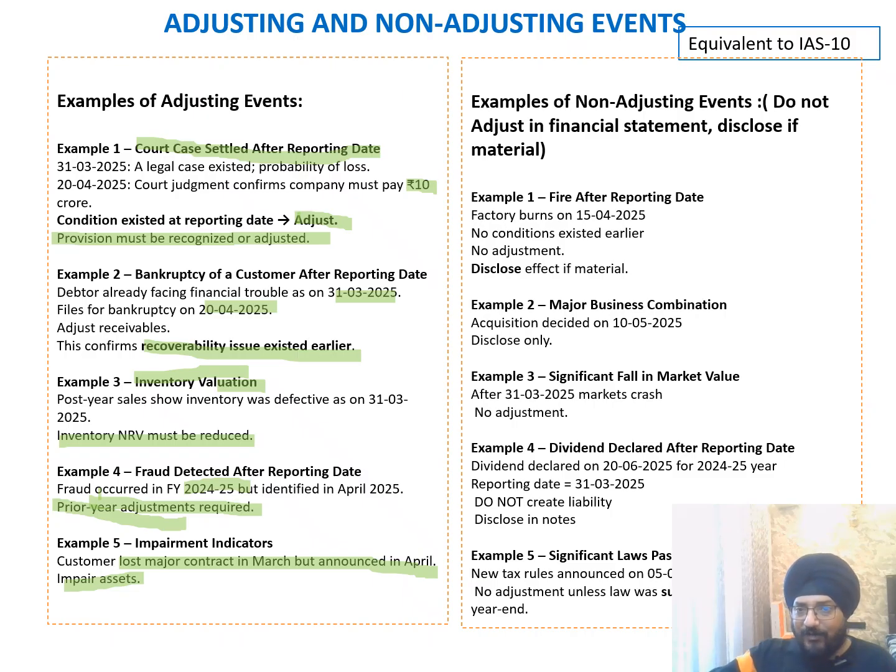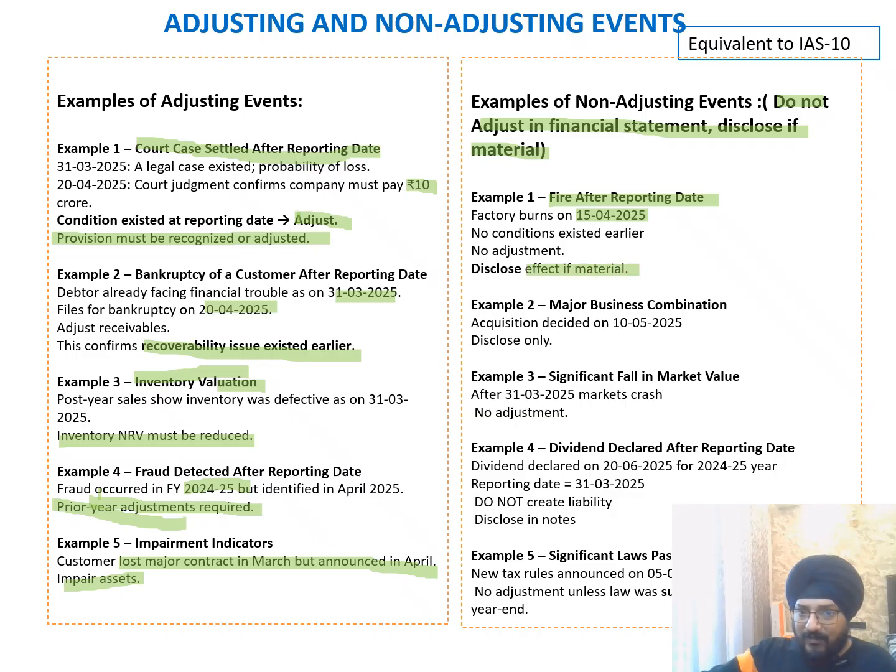So what are the examples of non-adjusting events? Do not adjust in the financial statements, disclose if material. Simple rules. We discussed that in the last slide, wherein we were saying what the recognition criteria for a non-adjusting event is. So we do not need to adjust any financials. We need to disclose if it is material. Example one, fire after the reporting date. Factory burns on 15/4/25. No condition existed earlier. No adjustment. Disclose if the effect is material.